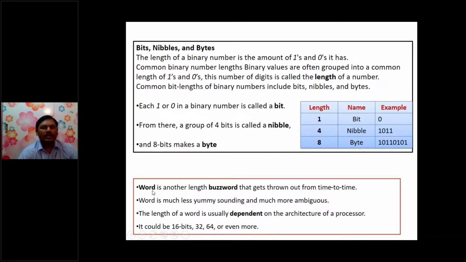Now one more name is there: word. Word is another length buzzword that gets thrown out from time to time. Word is much less precise sounding and much more ambiguous, because we are all today using more than 8-bit representations. In terms of word, it is 16-bit, 32-bit, 64-bit and so on. The 8086 microprocessor is a 16-bit microprocessor, and ARM processors are 32-bit and 64-bit processors.